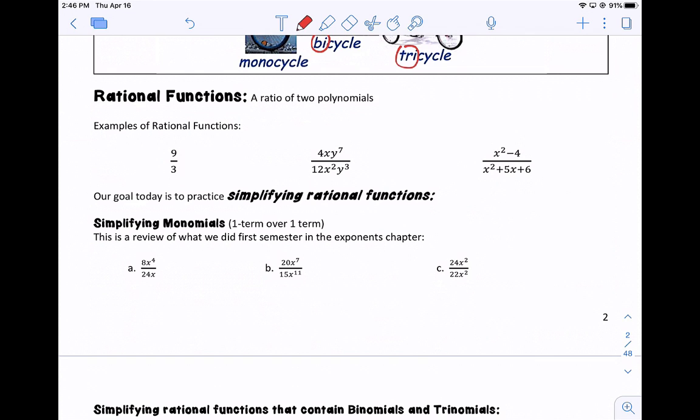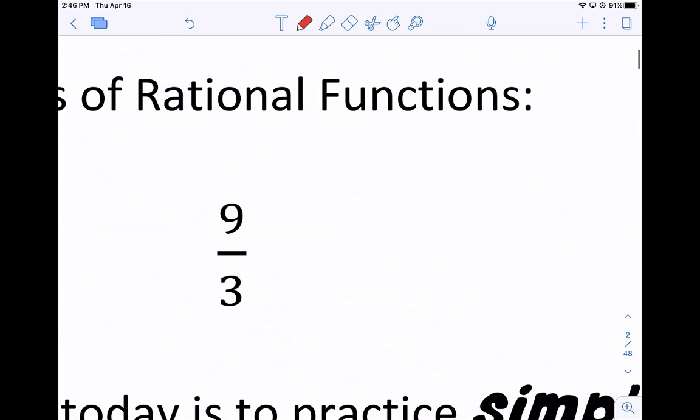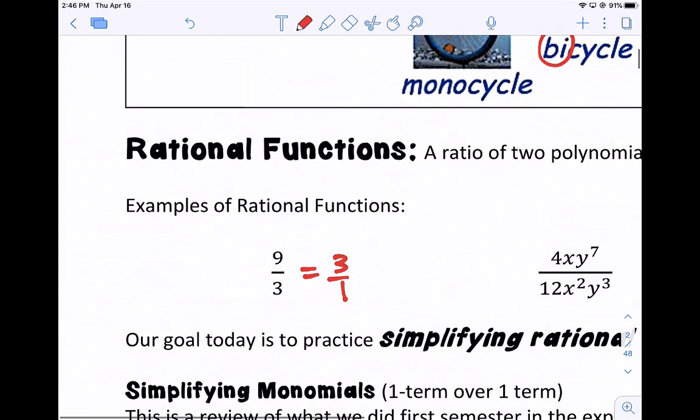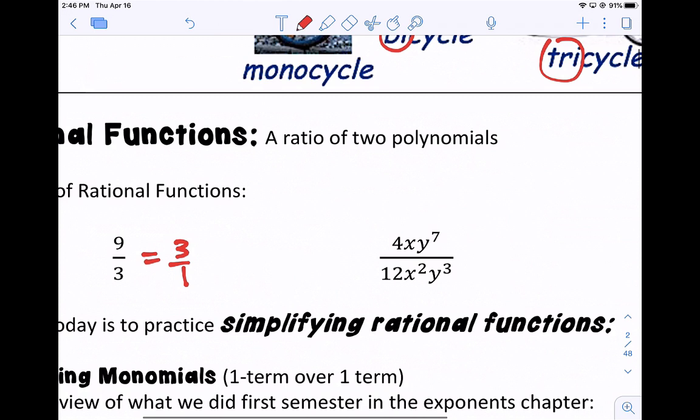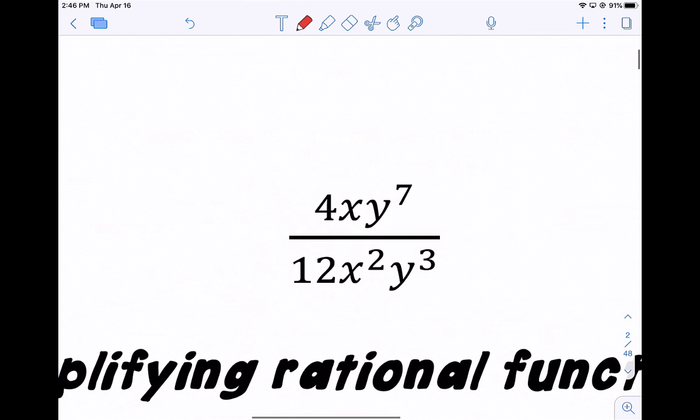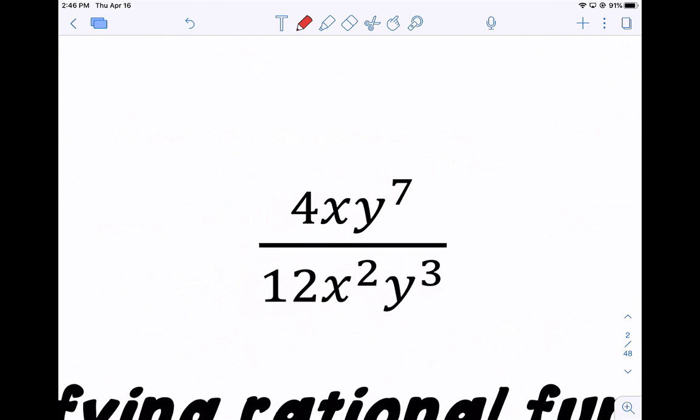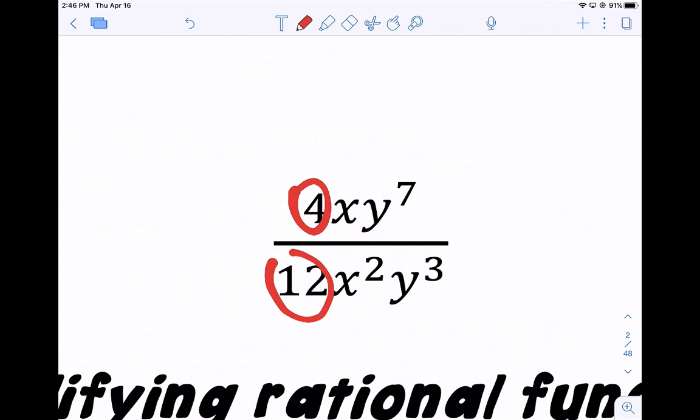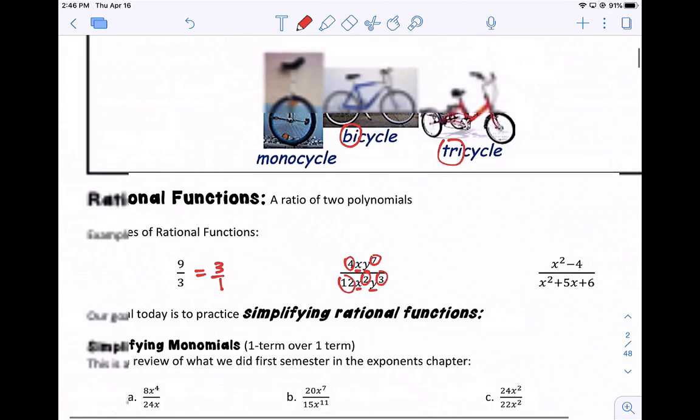So here are 3 examples of rational functions, things that can be written as a fraction. So you have 9 over 3, which we know reduces to 3 over 1. That's a ratio. It's written as a fraction, so it's called a rational function. We can add in letters here, so we have 4xy to the 7th over 12x squared y to the 3rd. Notice we can have coefficients. We can have those numbers in front, like 4 and 12. We can have variables like x and y, and we can have exponents that are positive whole numbers.